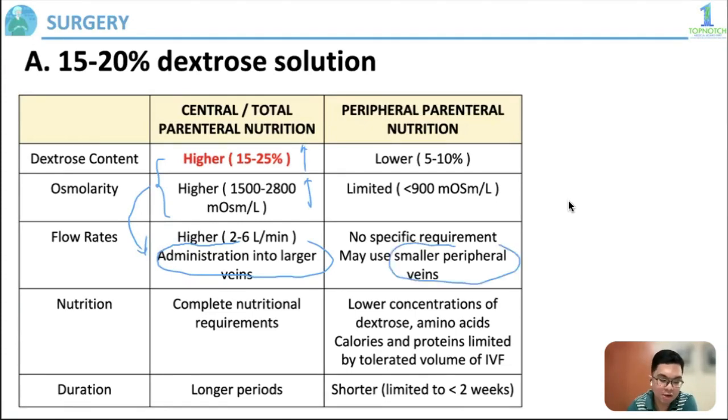Okay? So it provides your complete nutritional requirements compared to your PPN, which has lower concentrations of macronutrients and calories. And it may be used for longer periods. So again, what I'd also like to emphasize is the main indication when we use TPN or PPN is when the GI tract is unusable. So laging caveat or parang rule sa nutrition in surgical patient is use the GI tract when possible. So laging enteral hanggat hindi na kaya. Doon ka lang mag-parenteral. Okay?